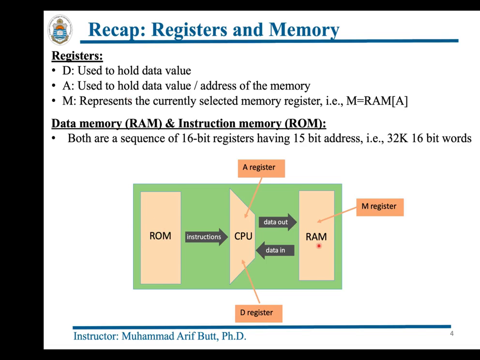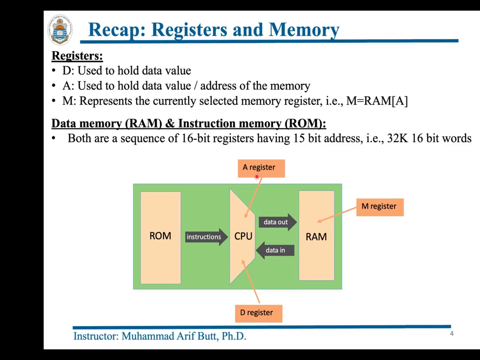So in our hack computer there are three registers. First of all, the D or the data register. As the name implies, this is used to hold data, a data value. The second one is the A register. A for address, and this can be used to hold the address as well as the data.